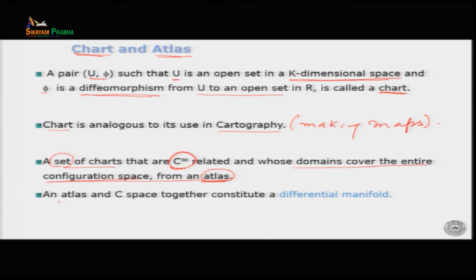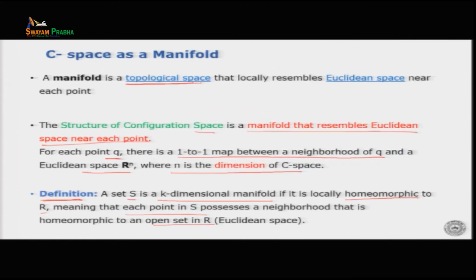Now, an atlas and C space together constitute a differential manifold. So, we have looked at these three terms which we need to understand very carefully: C space is a manifold. That means it has a particular structure, and it is a topological space. And what is the structure? It locally resembles Euclidean space. That is the structure of C space.